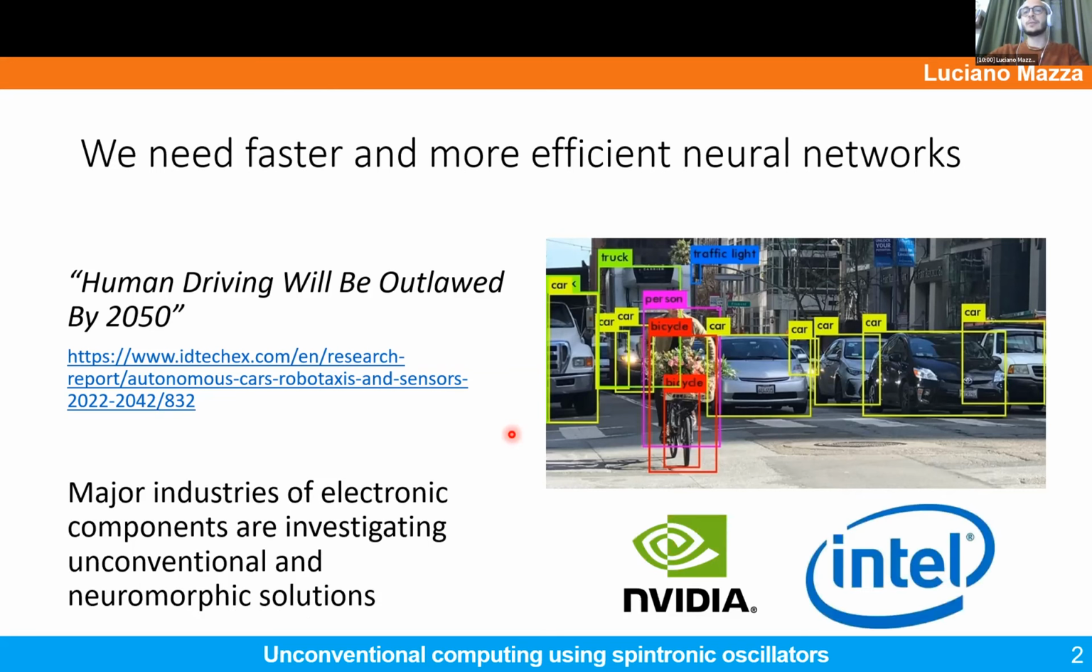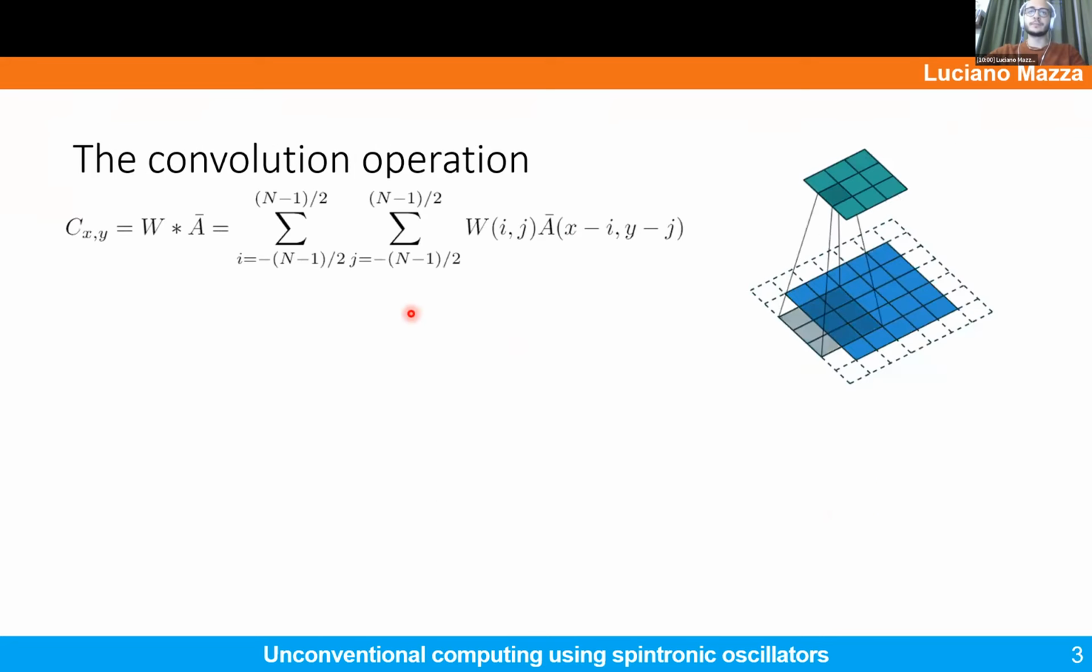This is the reason why major industries of electronic components are investigating unconventional and neuromorphic, which are analog solutions, to implement neural networks. In particular, image recognition, as in the example here, the vast majority of them are based on convolutional neural networks. And this is the focus of my talk. The convolution operation is defined as the accumulation of multiplications. To implement this in an analog, but also in a software way, the easy part is definitely the sum, the accumulation. And the complex one is the multiplication.